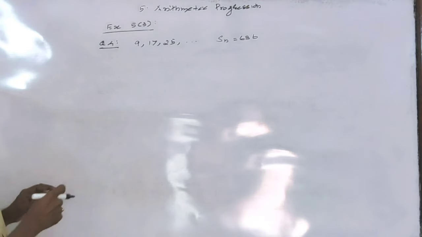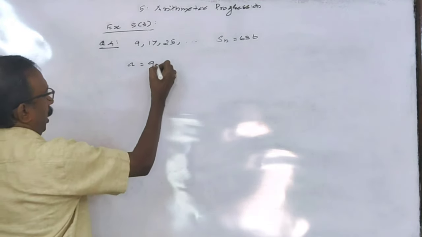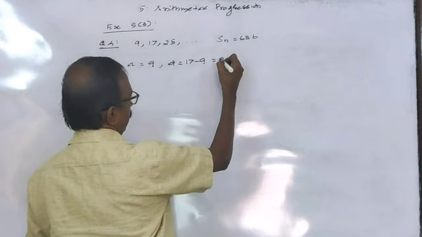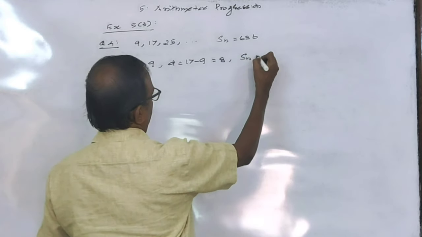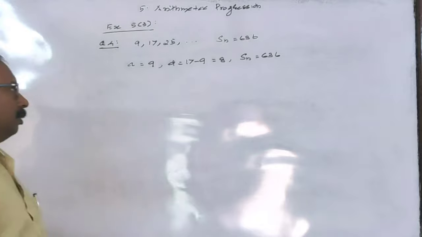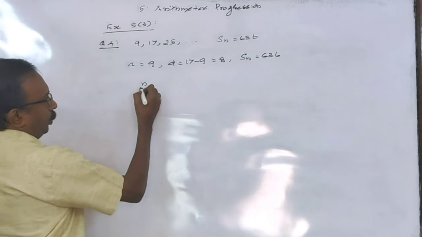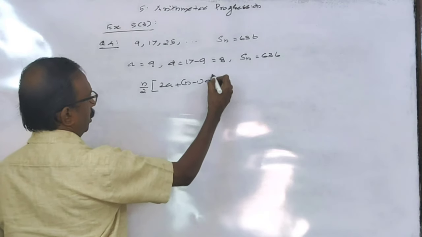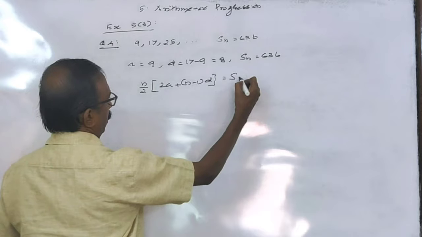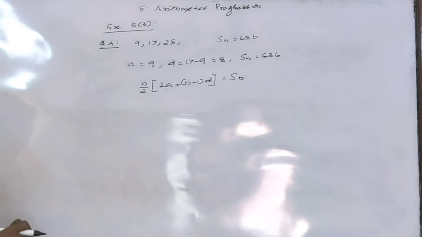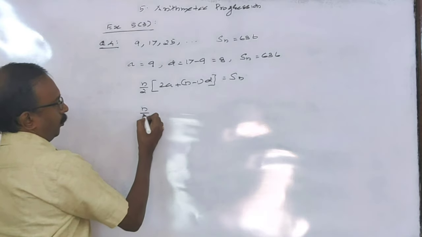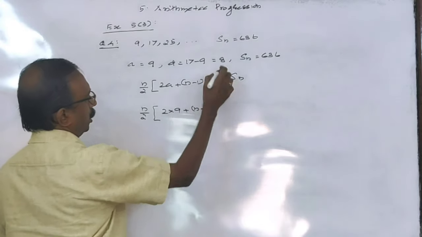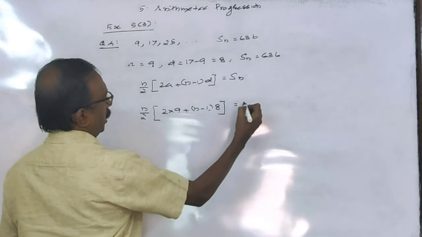Here a is 9, d is 17 minus 9, that is 8, Sn is 636. Sn can be written as n by 2 into 2a plus n minus 1 into d is equal to Sn. So n by 2 into 2 into 9 plus n minus 1 into d, d is 8, is equal to Sn, which is 636.